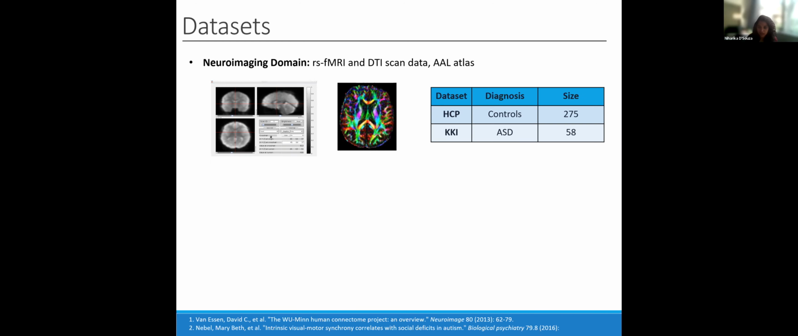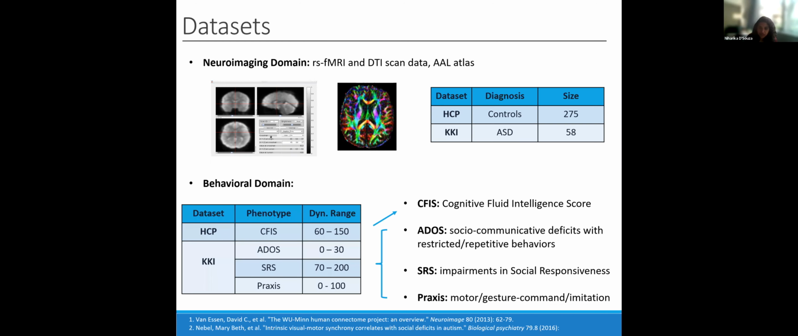in the brain. On the behavioral side, the evaluation on the HCP is for predicting a single score that measures cognition, which is the Cognitive Fluid Intelligence score, while for the autism dataset, we use the same phenotypic measures as before. In each case, we adopt a five-fold cross-validation strategy.